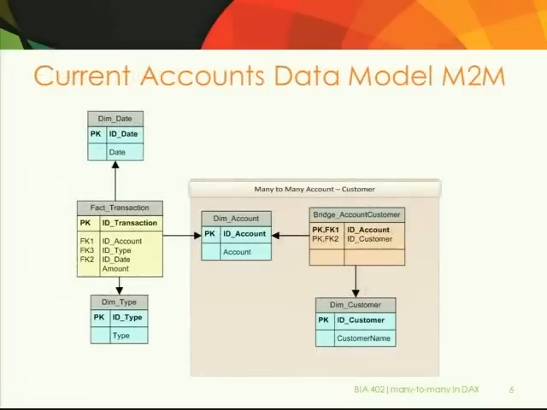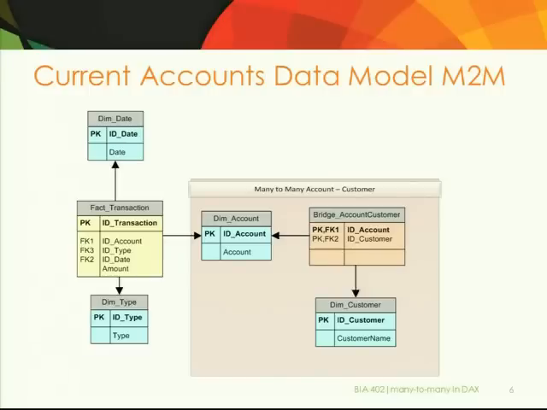So let's start, let's not waste time. This is the pattern we are going to use. This is a current accounts data model with many-to-many. You know, if you have a current account, you open it at a bank, and you can share it with your wife, with your girlfriend, with your friend, with anybody else. So a single current account is shared by many people.